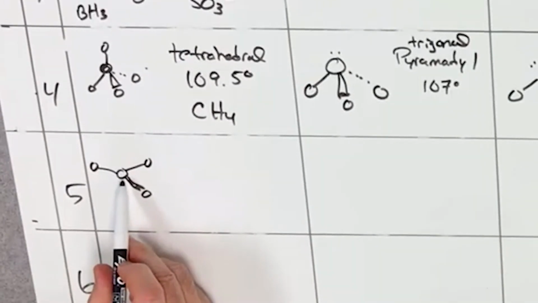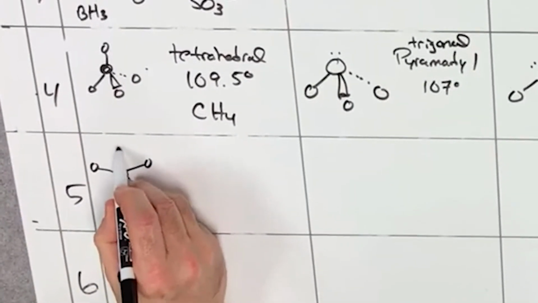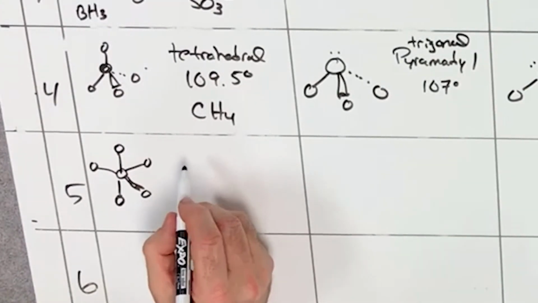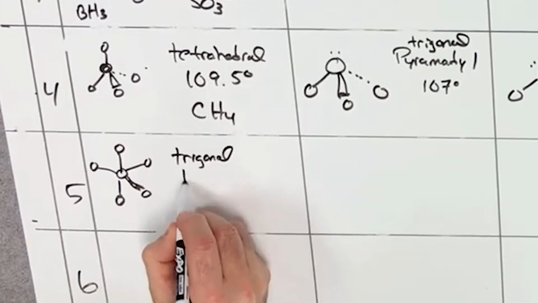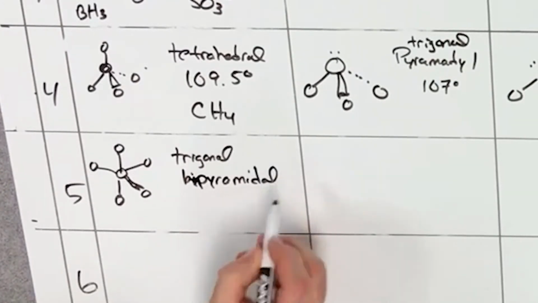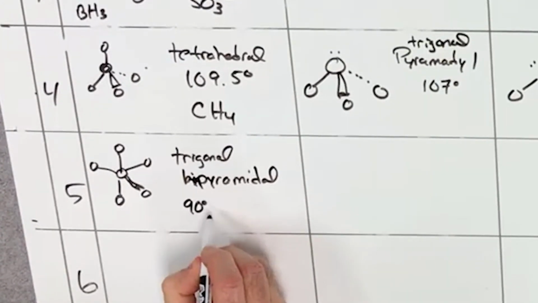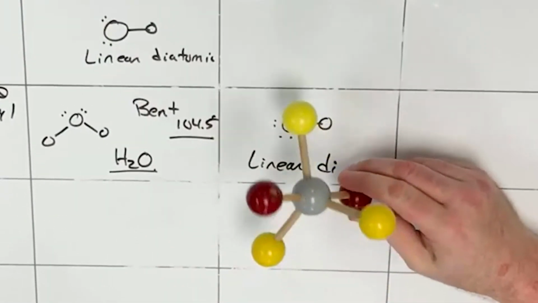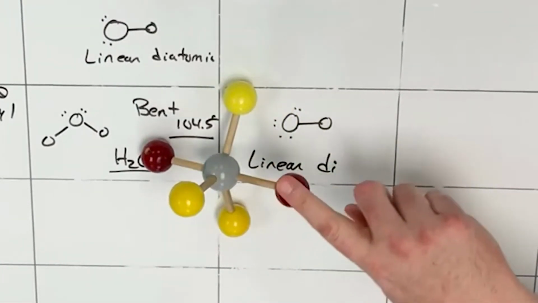This is a triangle in the plane, and then up and down we get another one. And the shape of this is trigonal bipyramidal. And then the angles are both 90 degrees and 120 degrees. And this is what it looks like in the real world. It kind of looks like a little bit of a seesaw here.